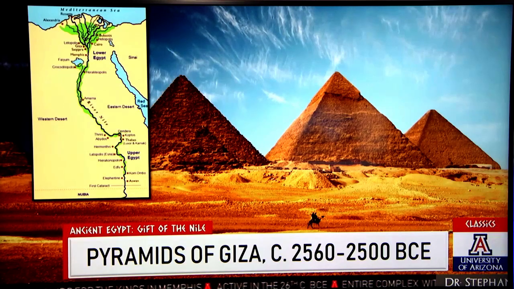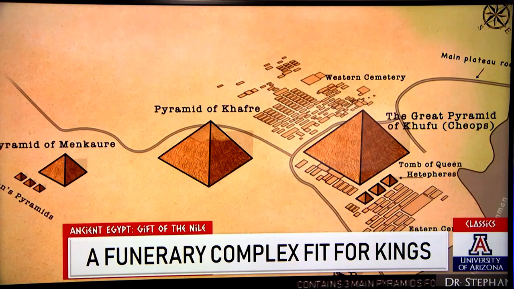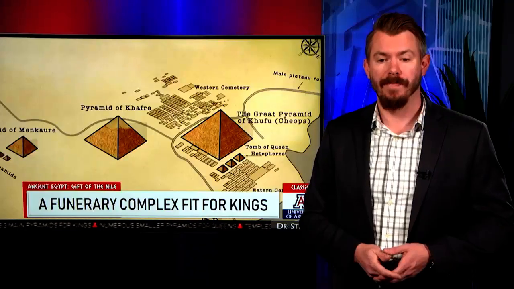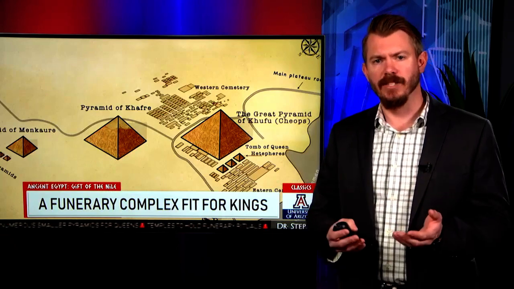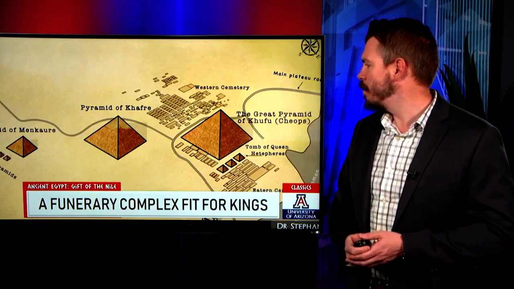Then we also see a whole complex cropping up here. We'd get subsidiary pyramids for queens and things like that, religious complexes for the rituals associated with the dead, and even workers' villages, where people would live to build the pyramids so that they didn't have to travel far to do their work. So when we're looking at Giza, we're looking at an entire funerary complex, not just an isolated pyramid.